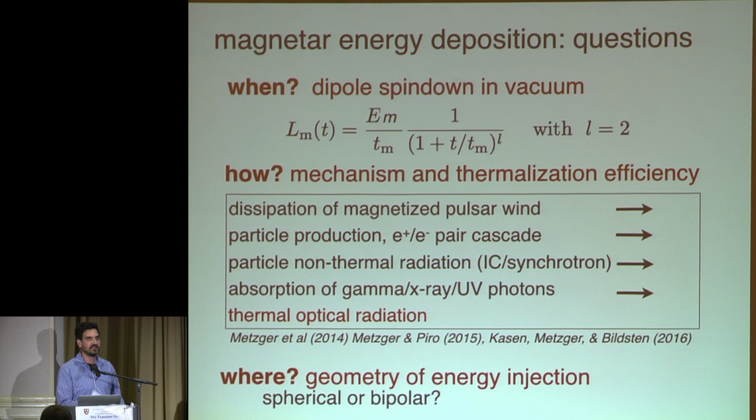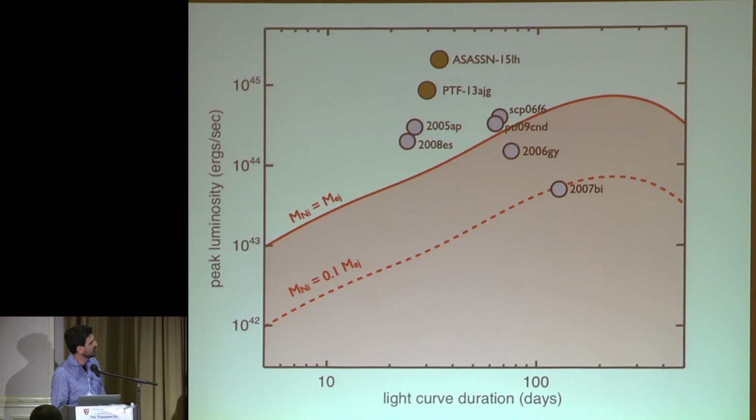You might expect, if you have dipole spin down, that it's something more bipolar-like, and that may have some influence on what we see. So I'll touch upon some of these questions as we go along. But before, let's just take the first order model, where you have the spin down formula, 100% efficiency in thermalization, and it's a spherical energy injection.